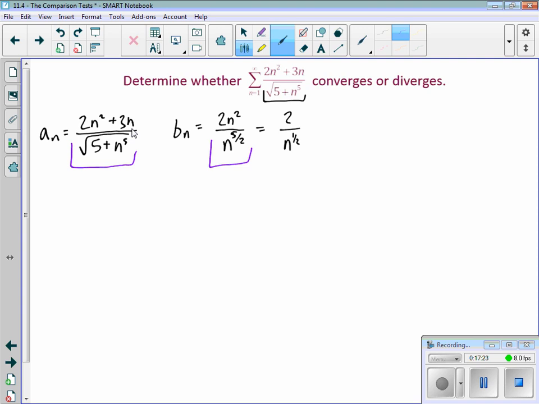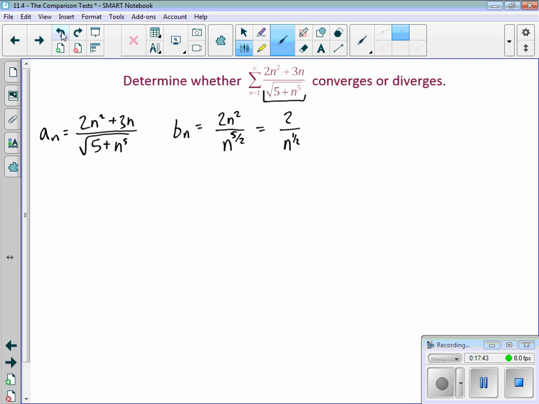Wouldn't this numerator, the 3 times n, end up being bigger than that square root of 5 piece that's missing in the denominator? So if you're using just the comparison test, I would say that A sub n is bigger than or equal to B sub n. Okay, and we could go about it that way. We're going to try the limit comparison test so we get another practice with that.